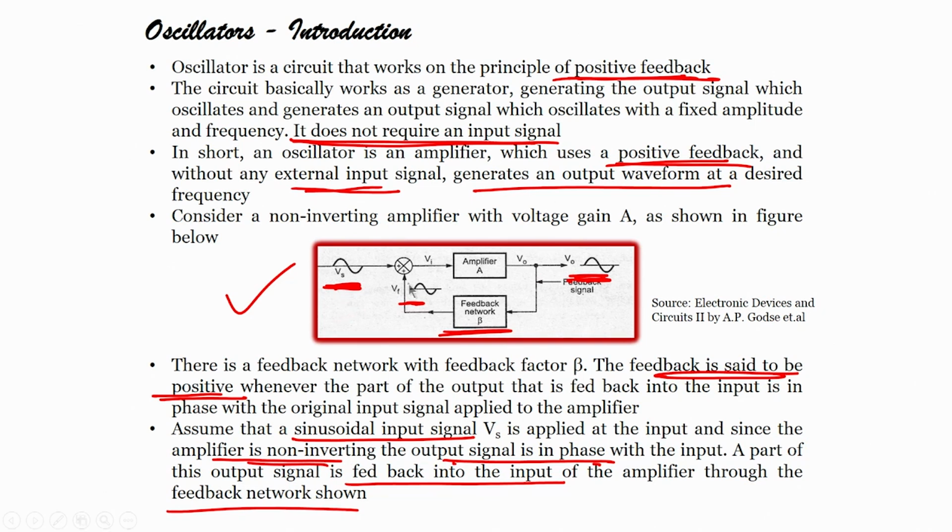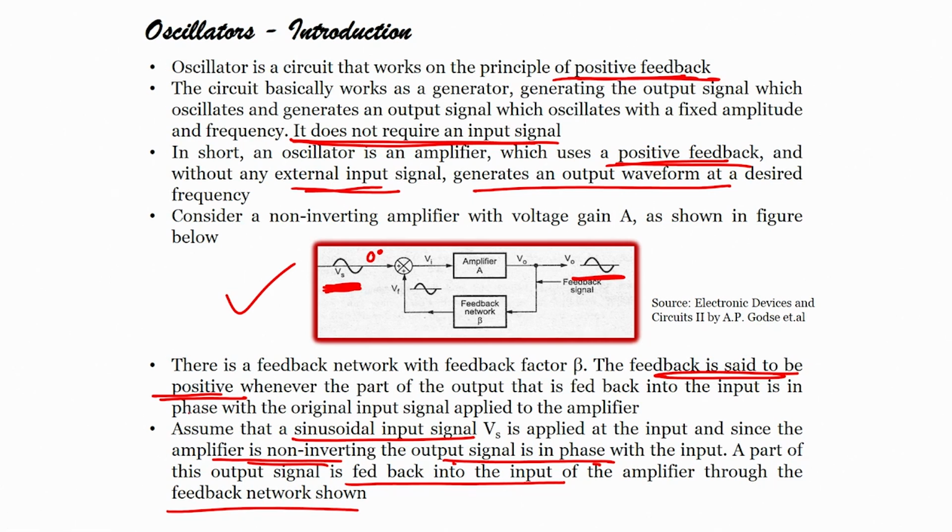Non-inverting amplifier means your output would be in phase with the input. In phase means if the input is 0 degree, the output is also 0 degree. If it is an inverting amplifier, then your output would be 180 degree out of phase with the input signal. But here we have considered that the amplifier we are using is a non-inverting amplifier, so your output would be in phase with the input signal. This much is easy.